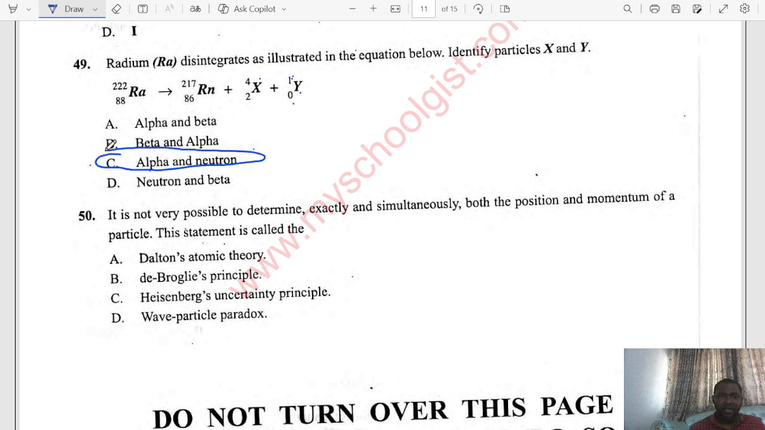C is the answer. Then number 50 says it is not possible to determine exactly and simultaneously both the position and momentum of a particle. This statement is called the Heisenberg uncertainty principle. Very easy. So that is it for the objective.